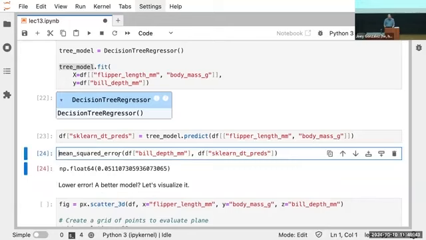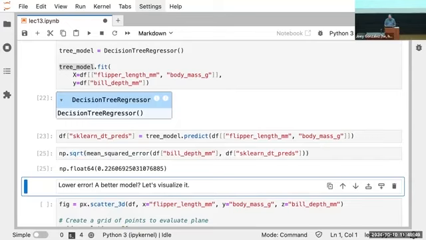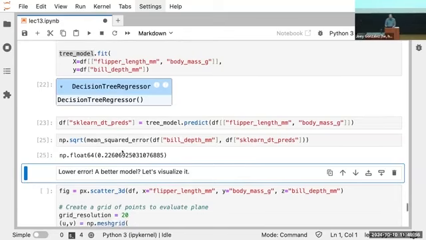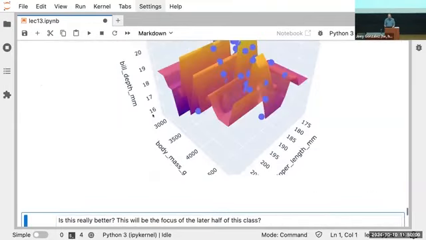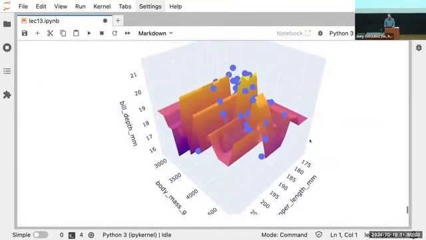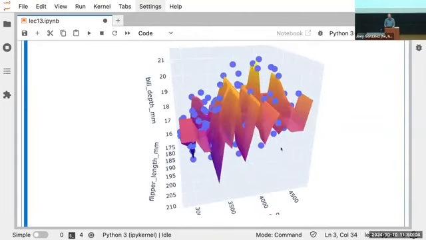Oh, I don't like those units. Square root. Oh, 0.2. So much better. See, you can change your model and you can have a much better fit. That's what scikit-learn makes very easy. What do you think this looks like? Nice. Such a better plane, right?